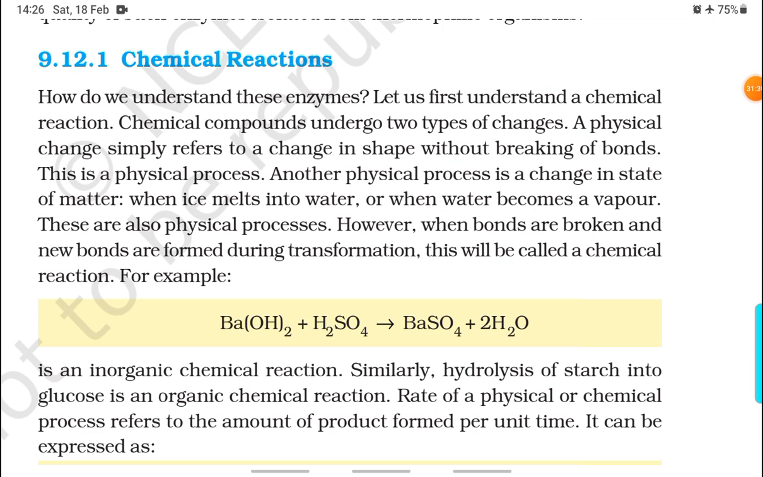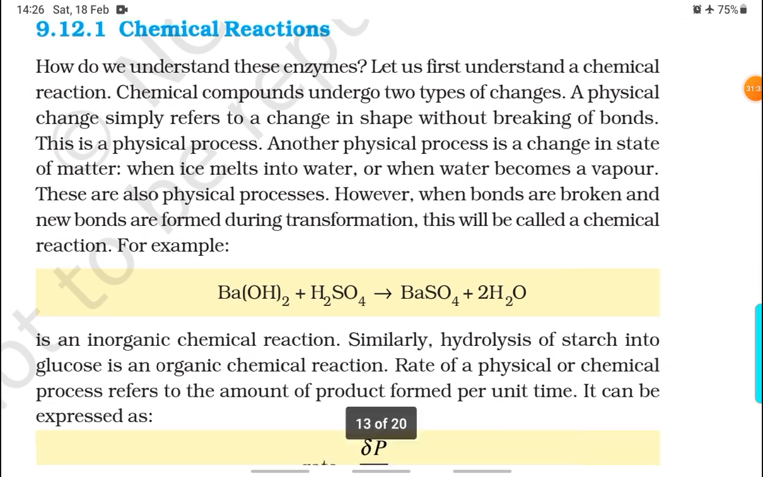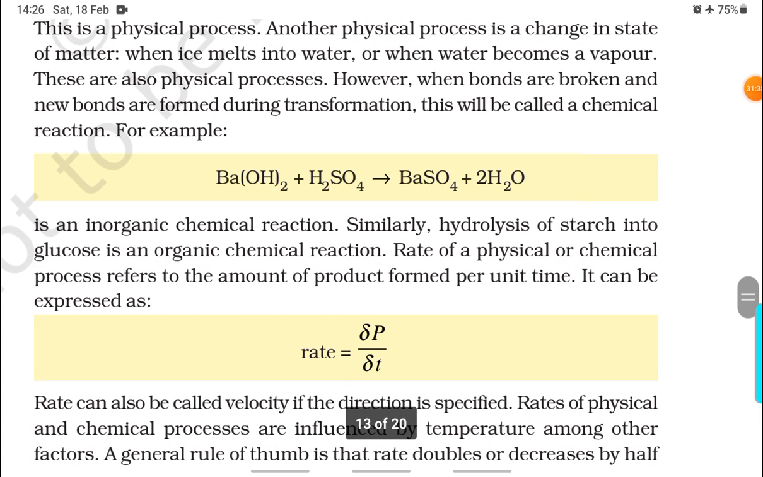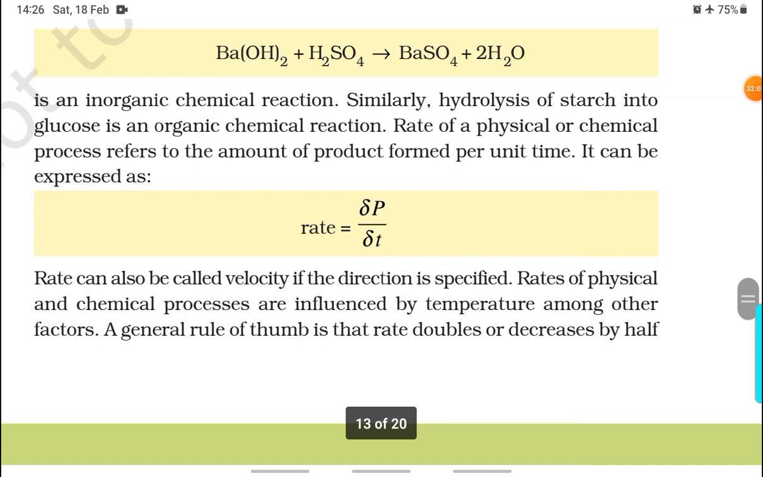However, when bonds are broken and new bonds are formed during transformation, this will be called a chemical reaction. For example, Ba(OH)2 plus H2SO4 gives BaSO4 plus 2H2O. This is an inorganic chemical reaction. Similarly, hydrolysis of starch into glucose is an organic chemical reaction. Rate of a physical or chemical process refers to the amount of product formed per unit time. It can be expressed as rate equals delta P by delta T. Rate can also be called velocity if the direction is specified.